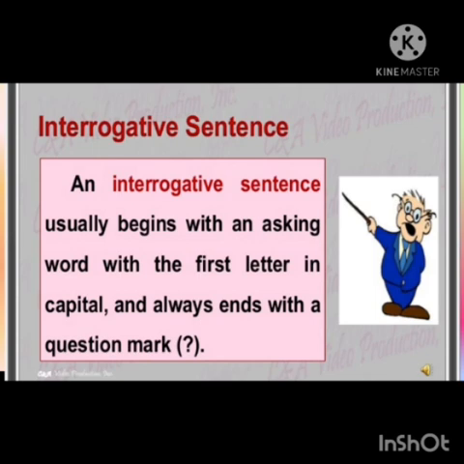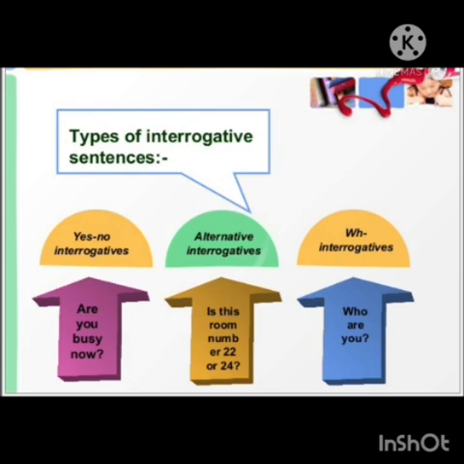An interrogative sentence has also its types. First is yes no interrogatives, second is alternative interrogatives, third is WH interrogatives. WH interrogatives begin with words like when, why, who, where, or how. And yes or no question, or we can say yes or no interrogatives, can be answered with yes or no. Like if I ask you, do you study in a college? So your answer would be either yes or no.